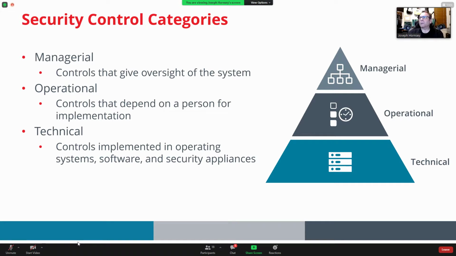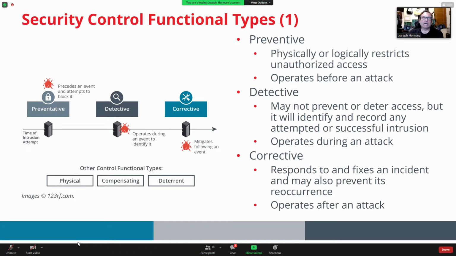And then the technical control. This would be the actual part of the operating system or hardware. It would be going on the firewall and implementing the access control list for the traffic. That's a technical control. Going to the folder and setting the permissions on the ACL there, that would be a technical control. Now, on top of that, we also have different functional types of controls.